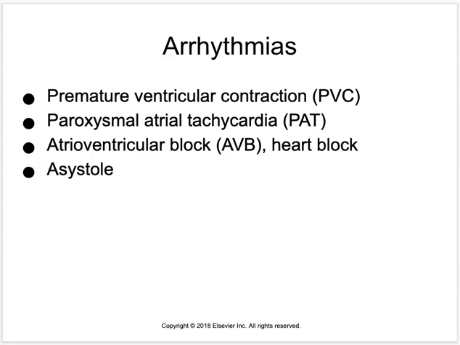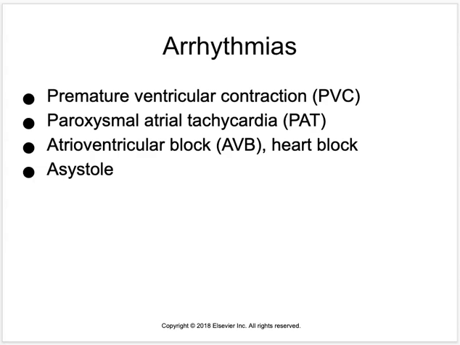Then we have PAT, proximal atrial tachycardia. This is where the heart races at 150 to 250 beats per minute and then returns to normal. So this term, we use that term proximal. This means occurring in sudden, repeated episodes. So when somebody has PAT, their heart's going to race at 150 to 250 beats per minute and then return to normal.